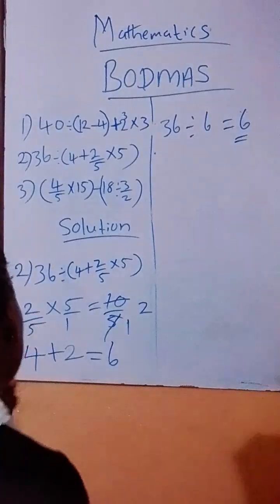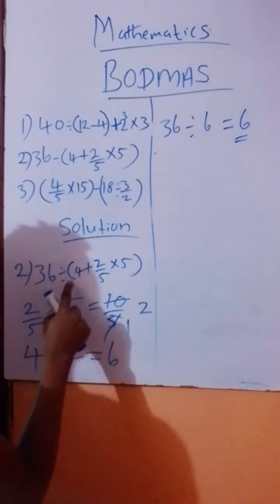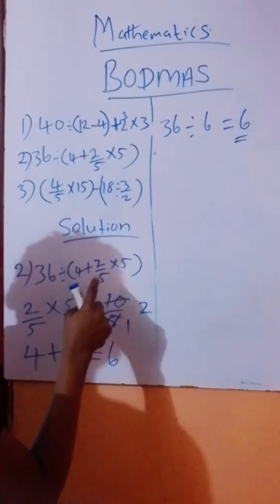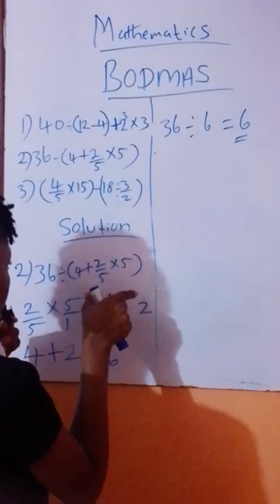Let me explain again. This is our question. 36 divide bracket 4 plus 2 over 5 times 5. First thing we are going to do is to solve the bracket.